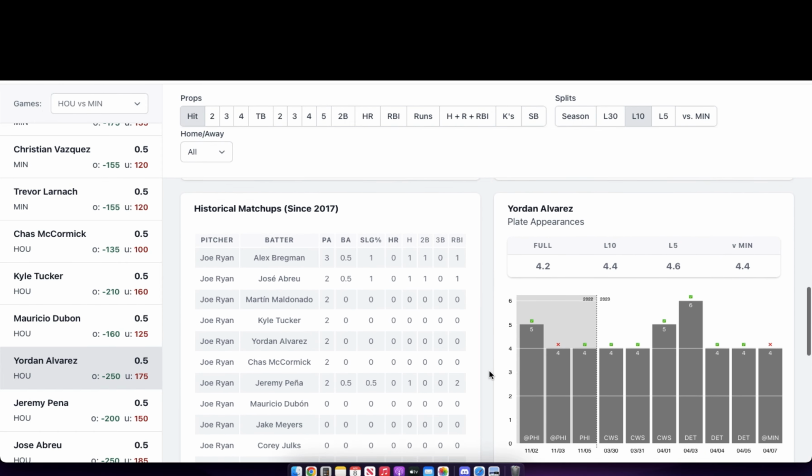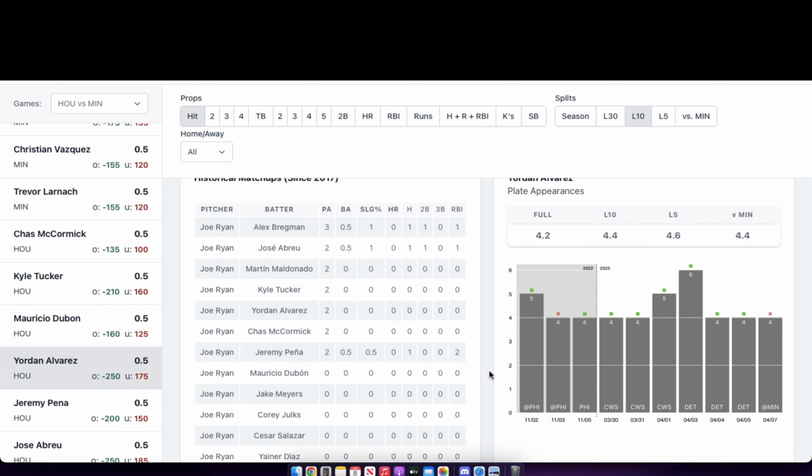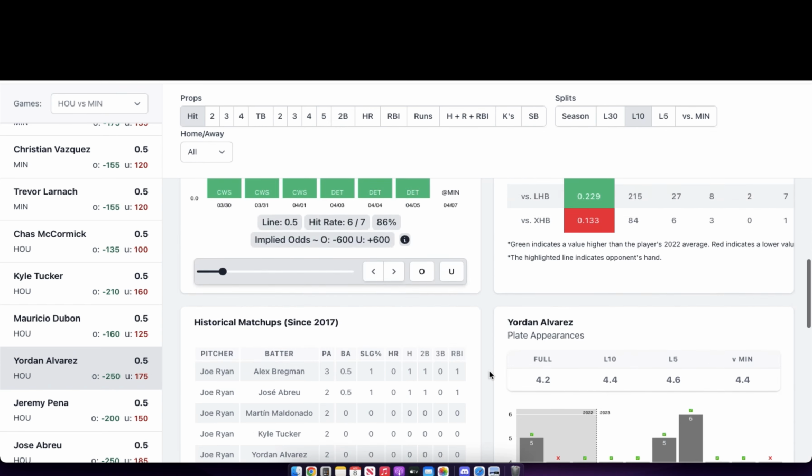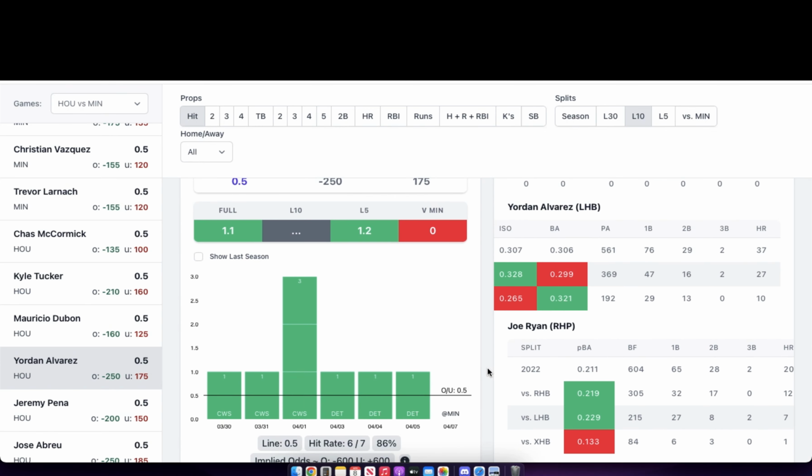Plate appearances for Yordan Alvarez, because he bats at the top of the lineup, he's guaranteed is a strong word, but just the way the pace of the game has sped up a little bit, he's going to get you at least 4 plate appearances today, you know, versus Joe Ryan. So I like the way this is all shaping up. I don't mind the fact that Yordan has only accounted for one total base over the last couple of games.